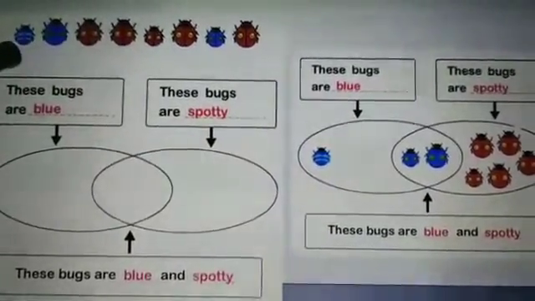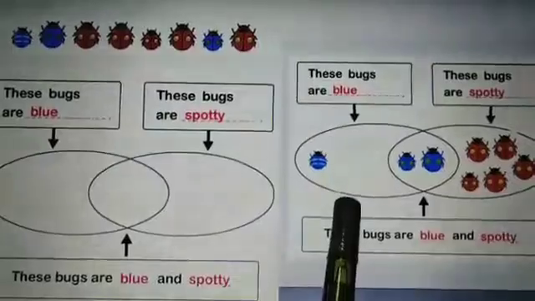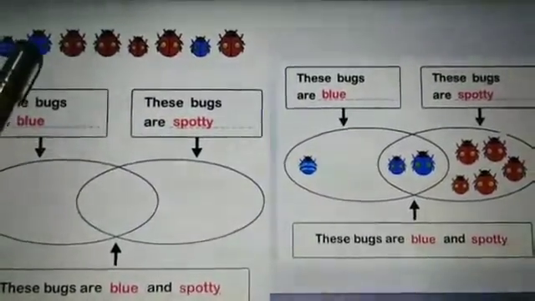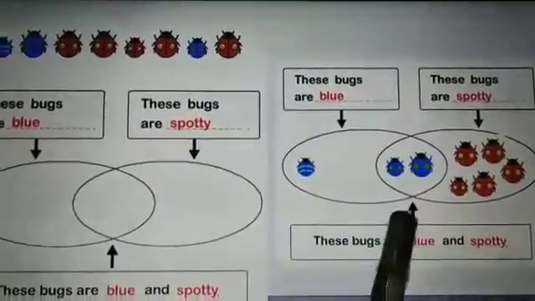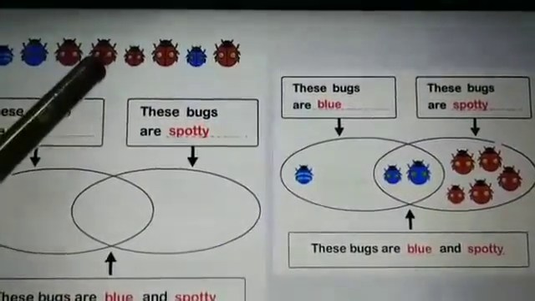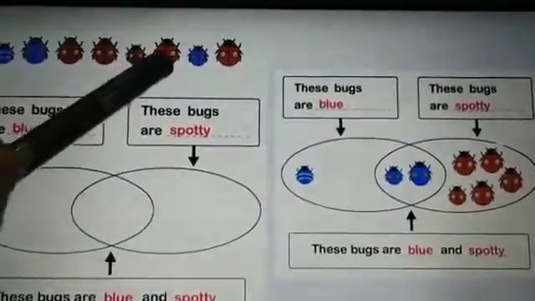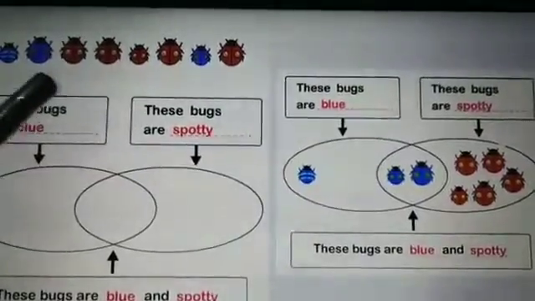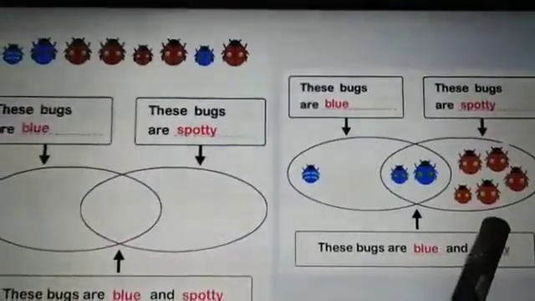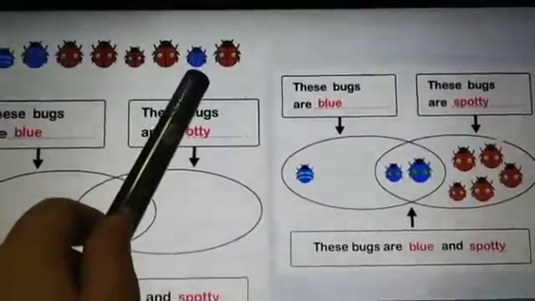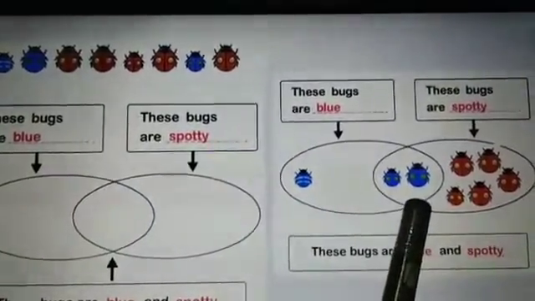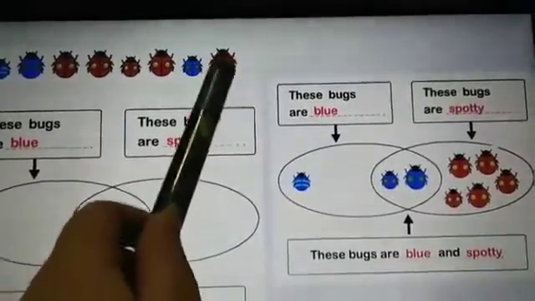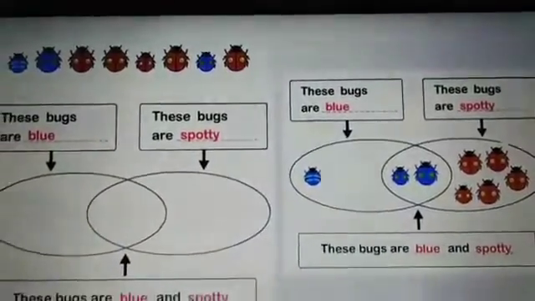The first bug is blue only, so we draw it in this circle. The second one is blue and spotty, so it has to be in the overlap. The third one, the fourth one, the fifth one, and the sixth one are spotty only, so they have to be in this circle. The seventh one is also spotty and blue, so it will be in the overlap. The last one is spotty only, so it has to be here.